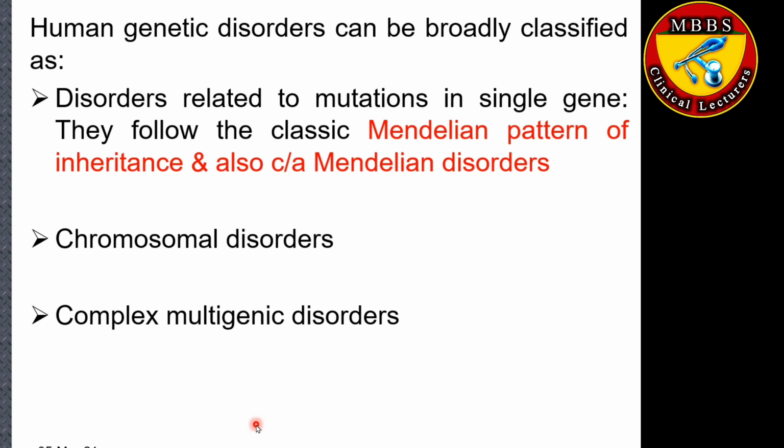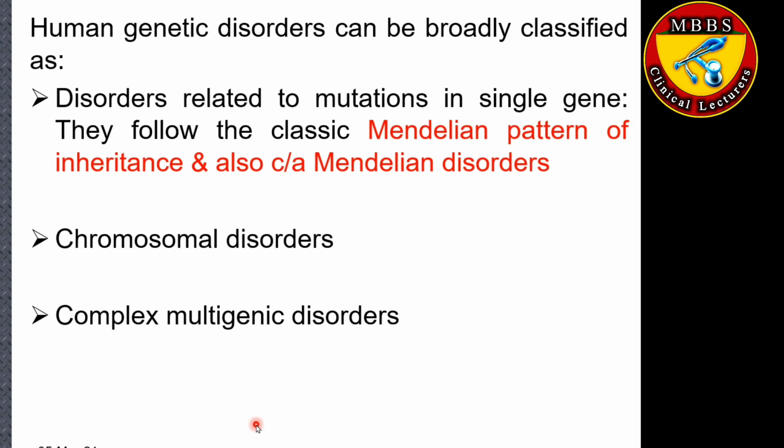Now coming to genetic disorders, they can be broadly classified as disorders related to mutations in a single gene. These disorders follow the classic Mendelian pattern of inheritance and are also called Mendelian disorders. There are certain single gene disorders which do not follow the classical Mendelian pattern, but here we are going to focus on the Mendelian disorders which follow this inheritance.